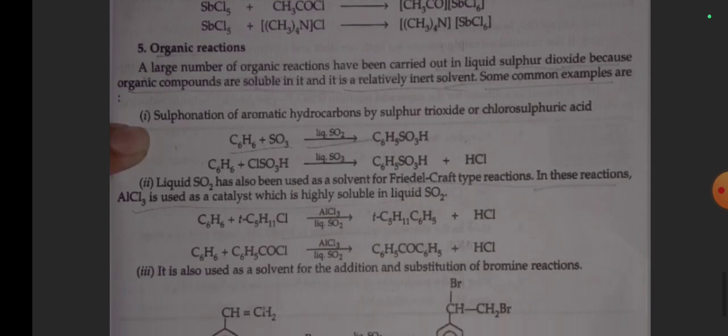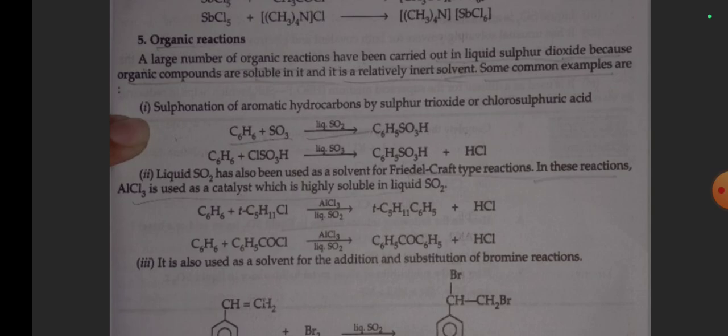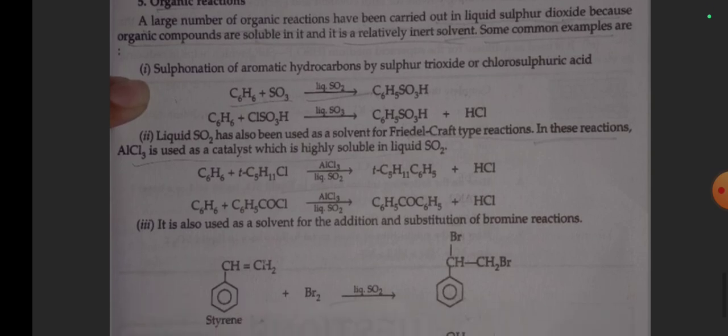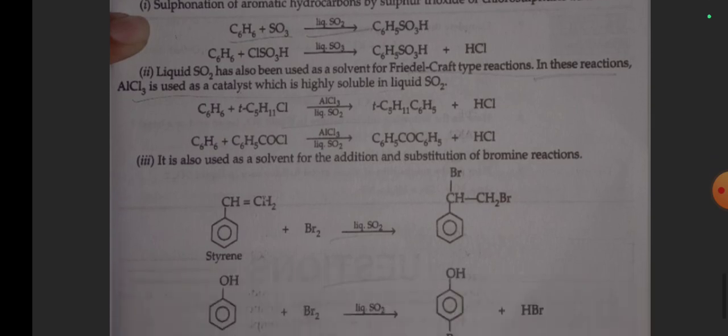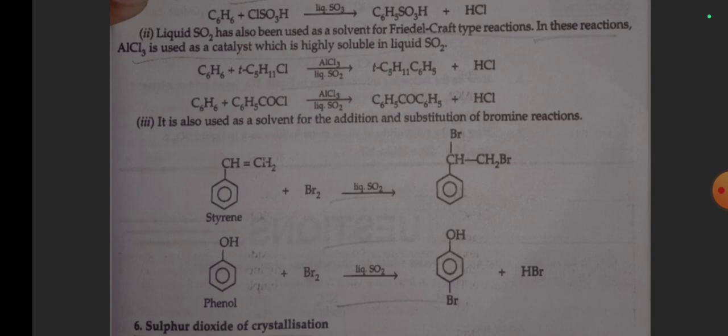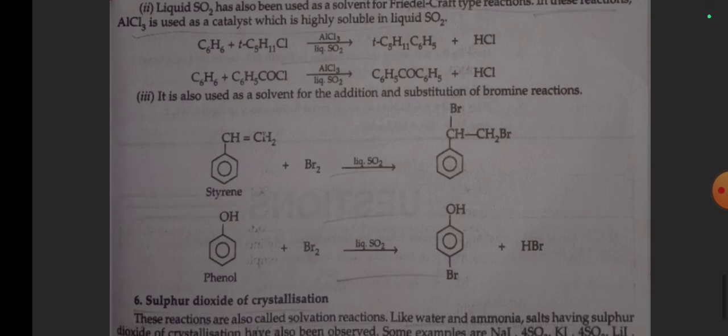Number 5. Organic reactions. A large number of organic reactions have been carried out in liquid sulfur dioxide because organic compounds are soluble in it and it is a relatively inert solvent. Some common examples are: Number 1. Sulfonation of aromatic hydrocarbons by sulfur trioxide or chlorosulfuric acid. C6H6 plus SO3, on adding liquid SO2, gives C6H5SO3H. Number 2. Liquid SO2 has also been used as a solvent for Friedel-Crafts type reactions. In these reactions, AlCl3 is used as a catalyst, which is highly soluble in liquid SO2.